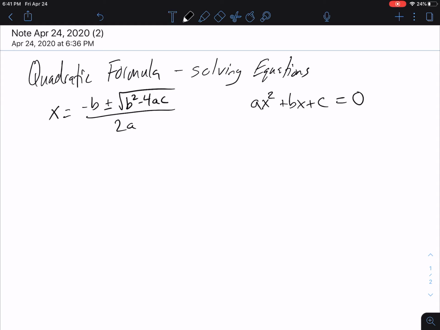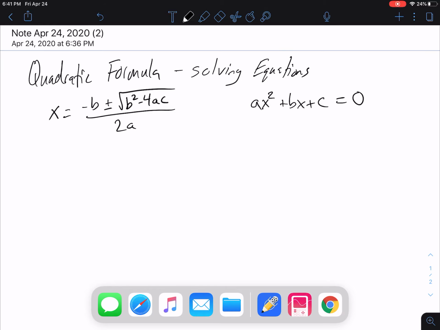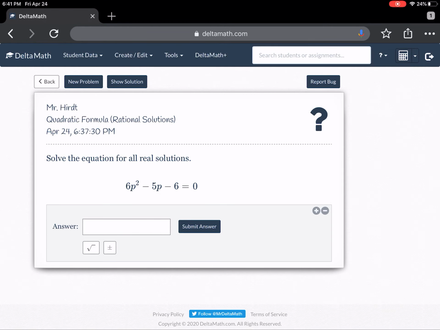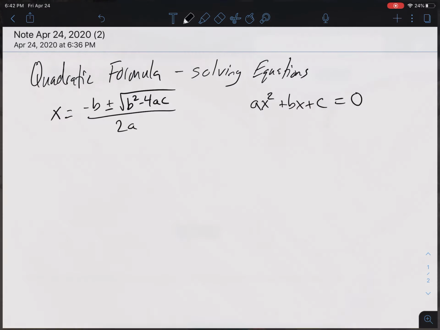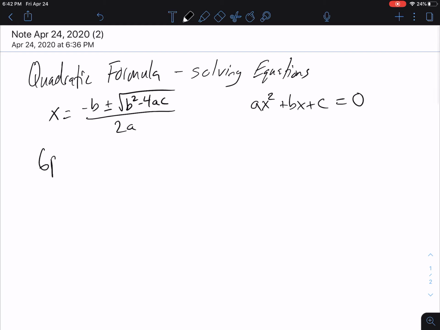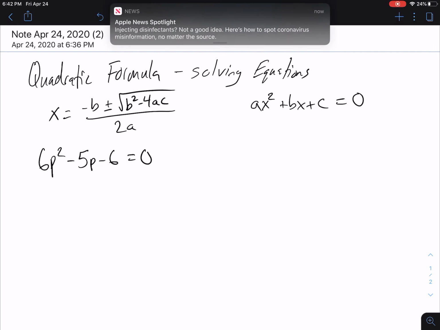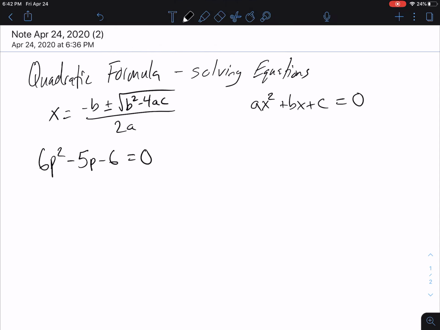So the idea today is that we're going to actually be getting values. The first problem we're going to look at, and your problems will look very similar, is 6p squared minus 5p minus 6, and that's, of course, equal to 0.